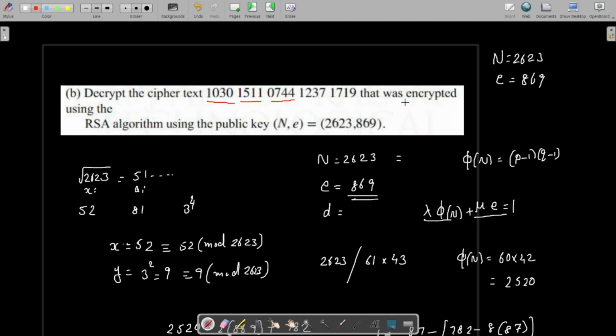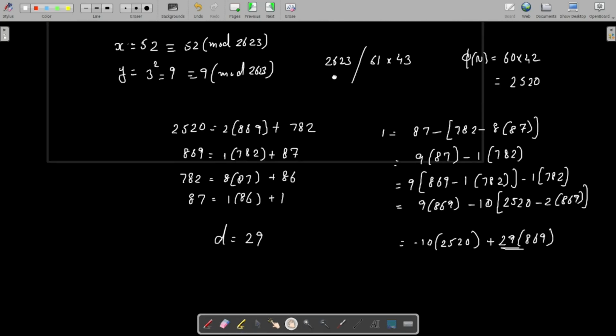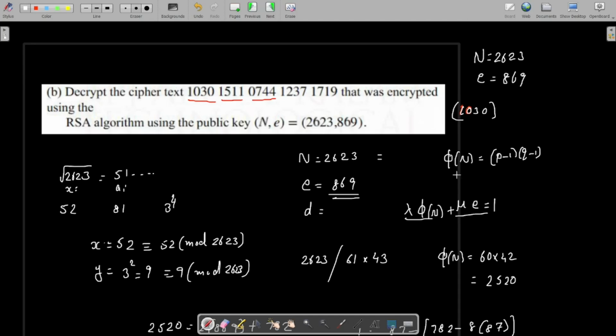So when you take 1030, how will you decode it? You have to take 1030 raised to D. D we have chosen as 29. So we have to find 1030 raised to 29, divide the number by 2623 and find the remainder. That will be the decryption of 1030. So in that way, you have to decode these 5 sets separately and find the decoded numbers.